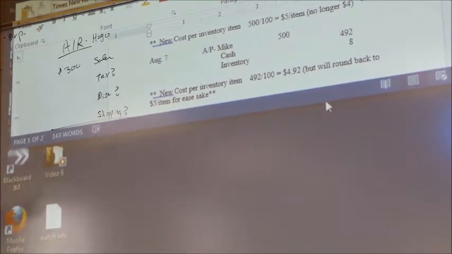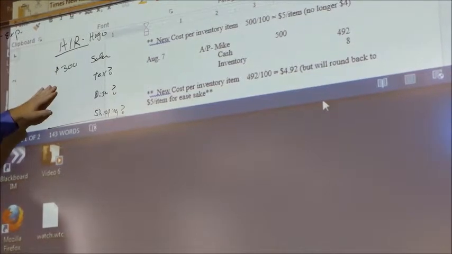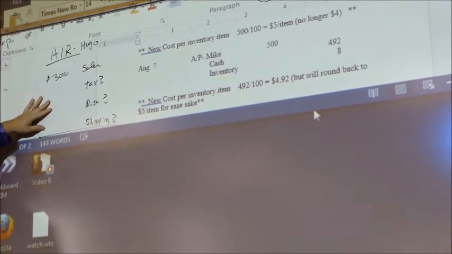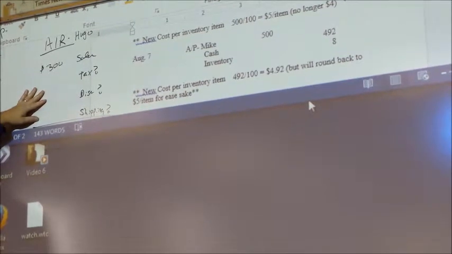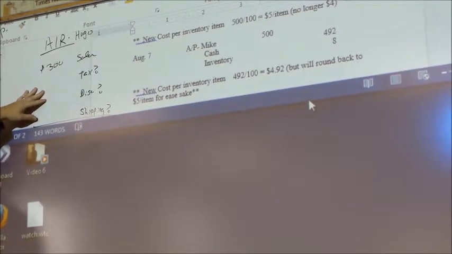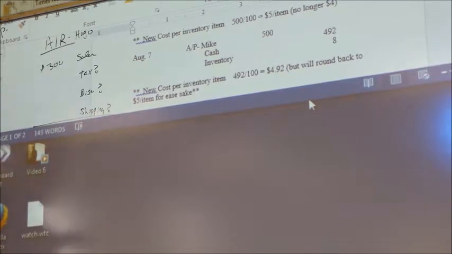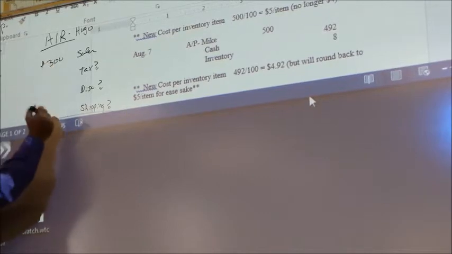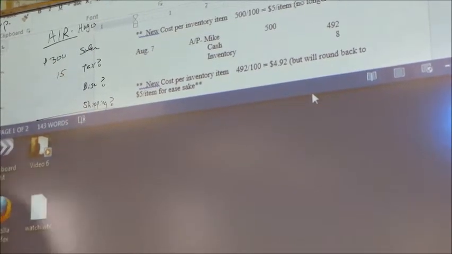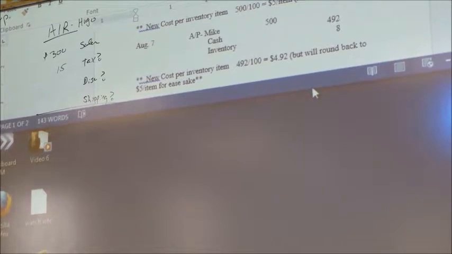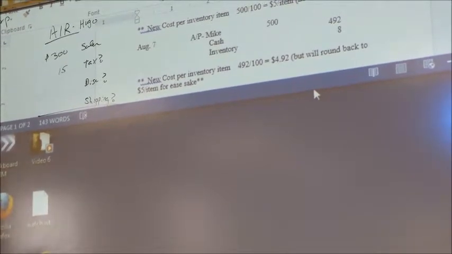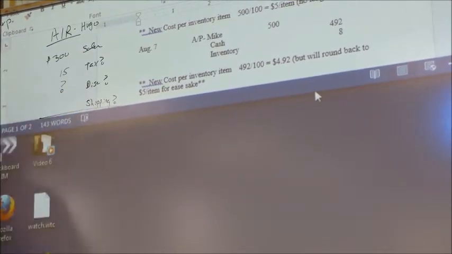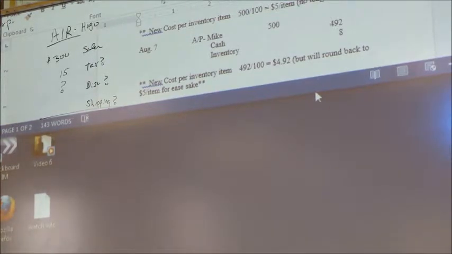All right, so is there any tax that needs to be included in Hugo's bill? Yes or no? Yes. So, yep, tax, 5% of the 300, so it's $15. It does tell us that we have a discount pending, so we'll come back to that like we did on the inventory in a little bit.